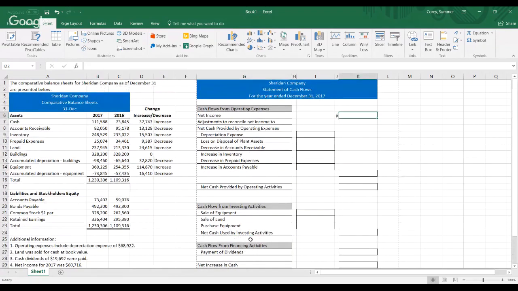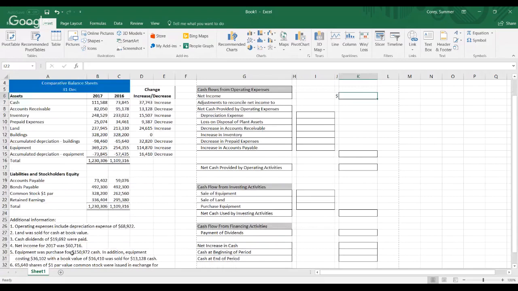Our net income, number 4 over here in our additional information, says that the net income was $60,716. And our depreciation expense, also in the additional information, in number 1, tells us that our depreciation expense was $68,922.